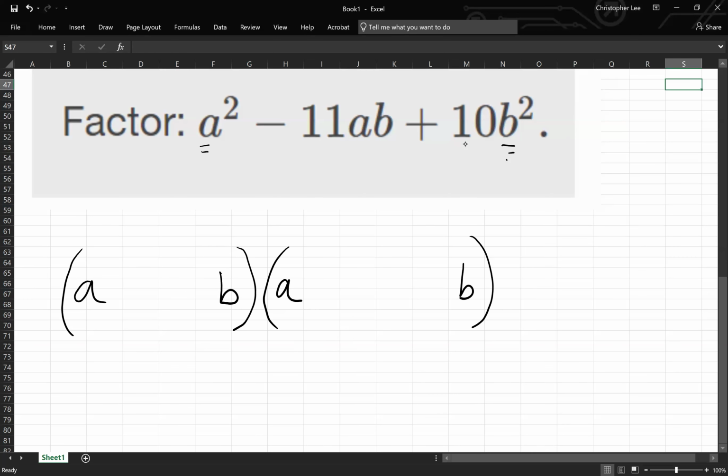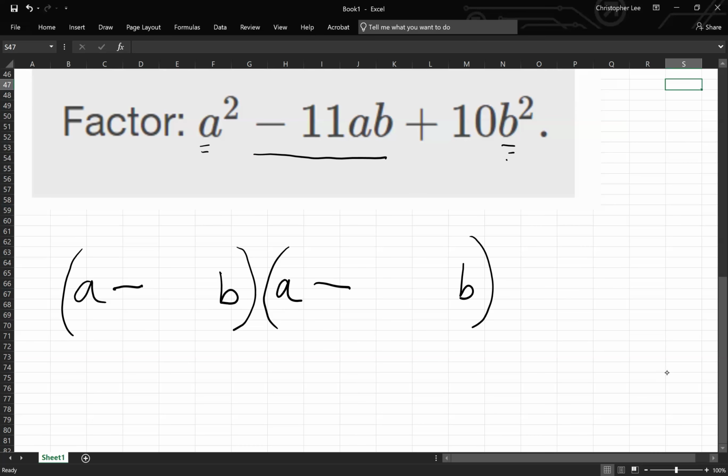So I have a positive 10 here. If my C term is positive, that means that either both my terms are positive or both my terms are negative. But how do I know which one it's going to be? I have to look at the B term. So the B term here is negative. So I know that both of these are going to be negative. Easy, right?